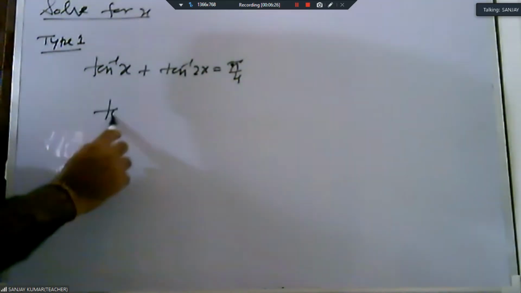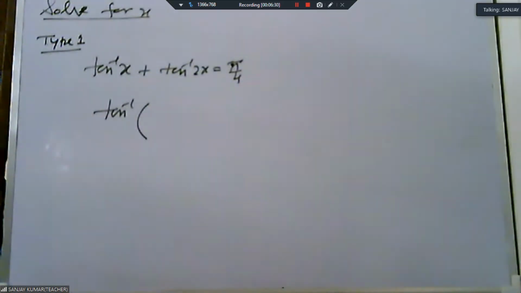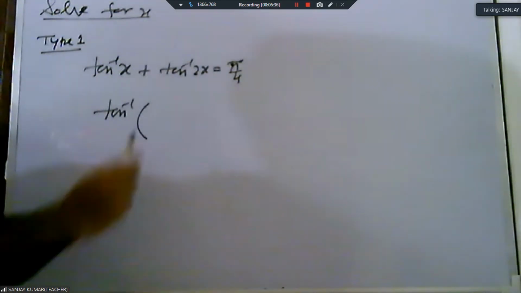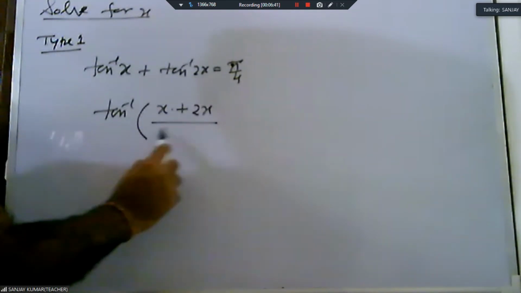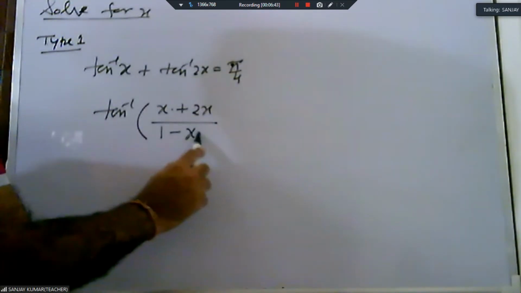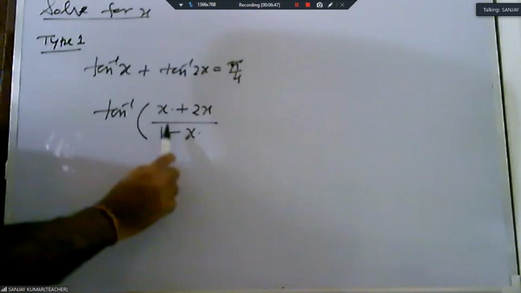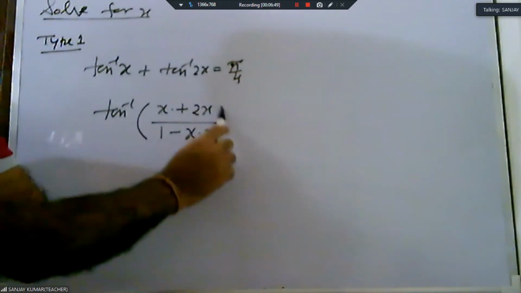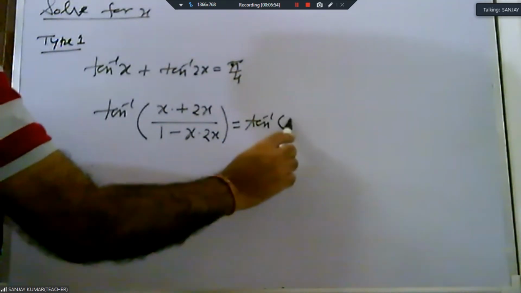What we do is very simple. We apply the formula because this is not given whether xy is greater than 1 or less than 1. So we take it as less than 1, and after we get the answer, we can decide whether the value satisfies the equation or not. So we apply the formula tan inverse x plus tan inverse y is tan inverse of x plus y upon 1 minus xy. This pi by 4 we convert as tan inverse 1.